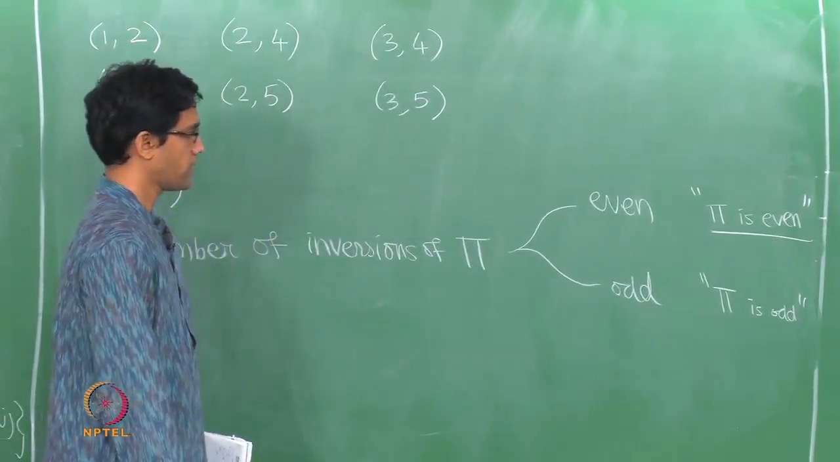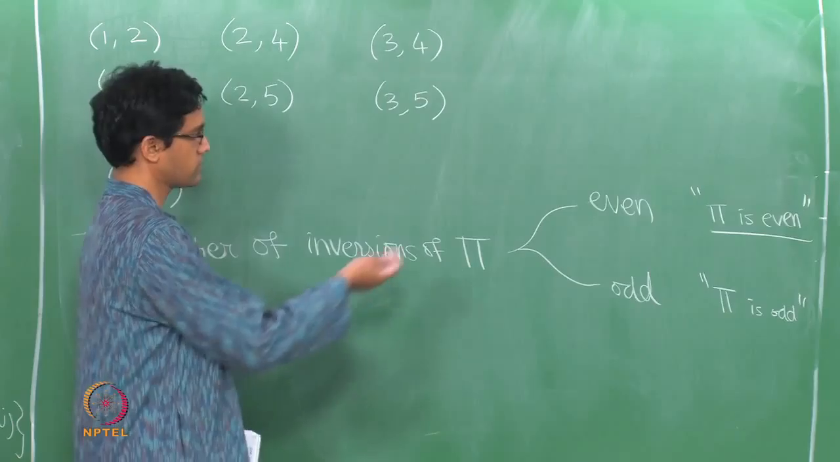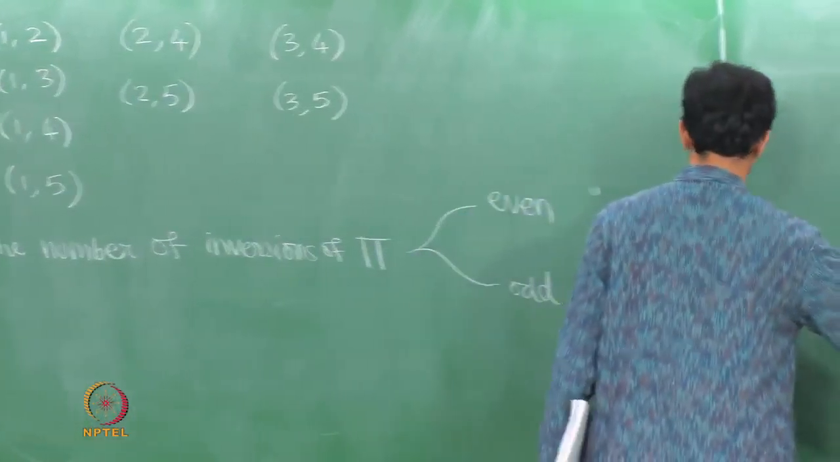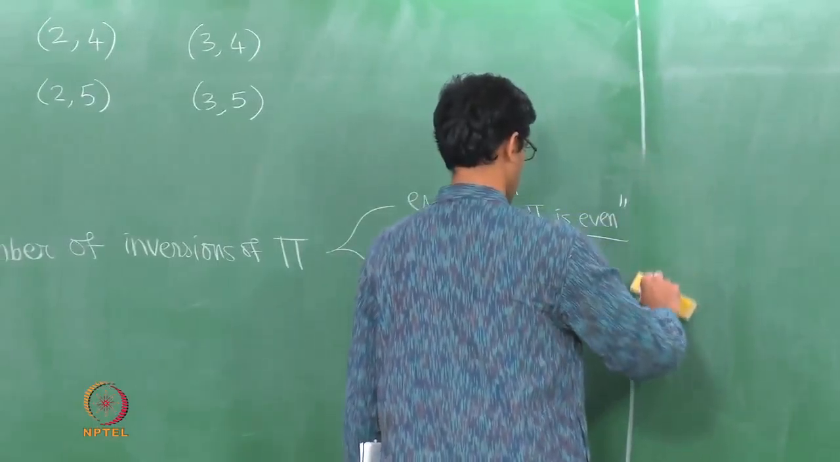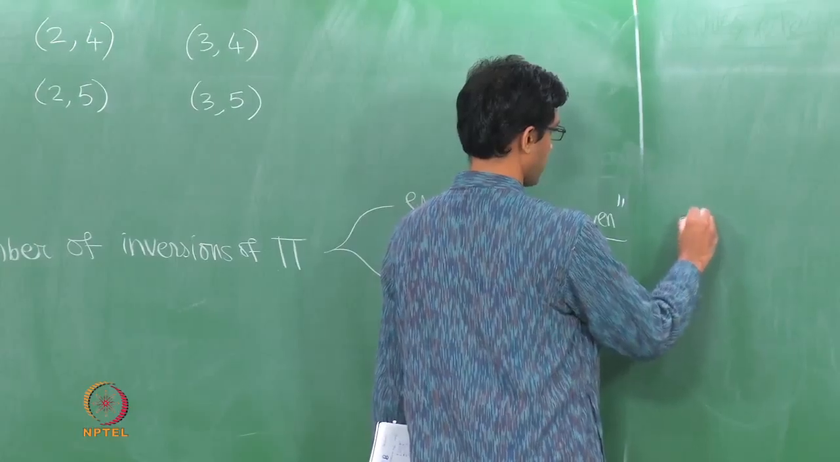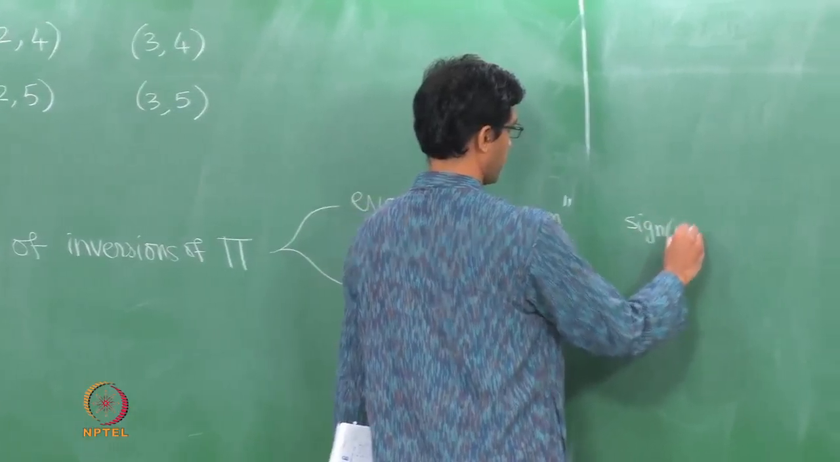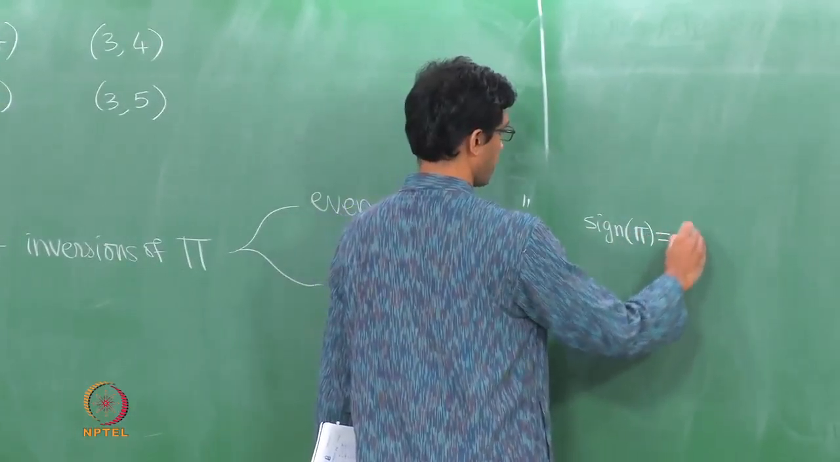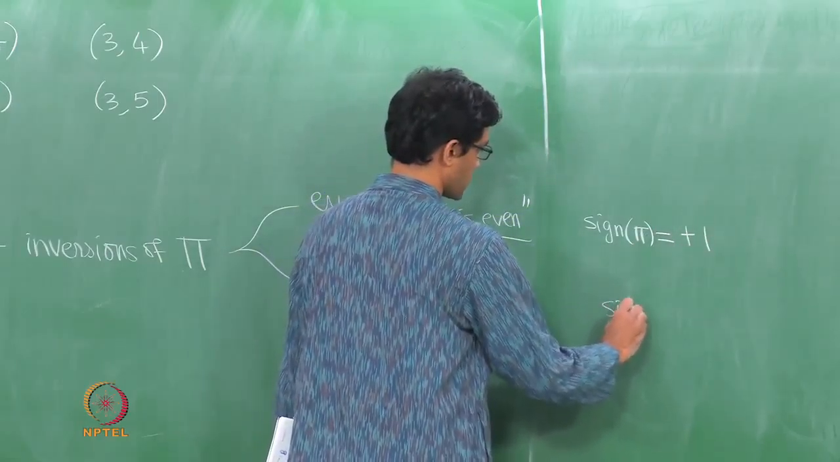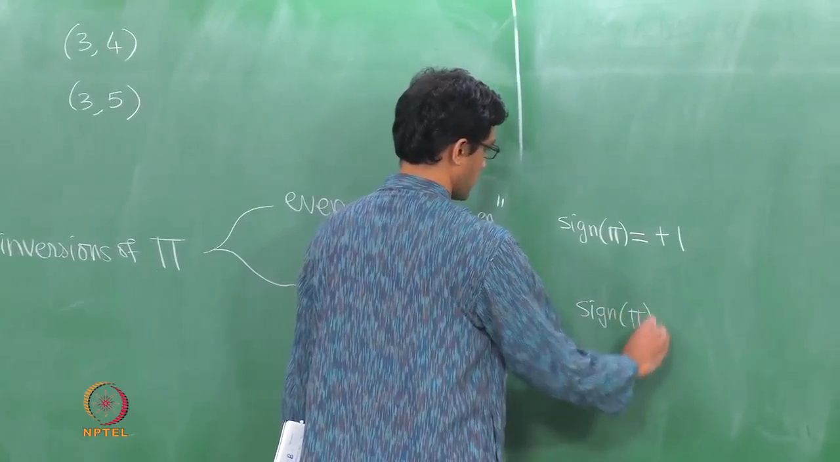Okay. And we also have a notion of sign, which is another way of saying the same thing. Equivalently, here is another thing we do. So pi is even, that is one way of saying it. Another equivalent way of saying this is to say that the sign of pi is +1, and if pi is odd, we define something called the sign. We say the sign of pi is -1.